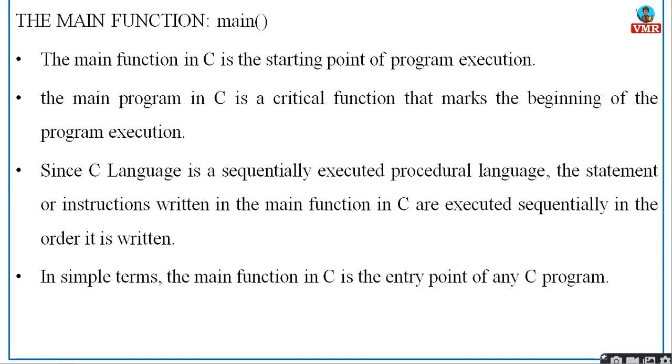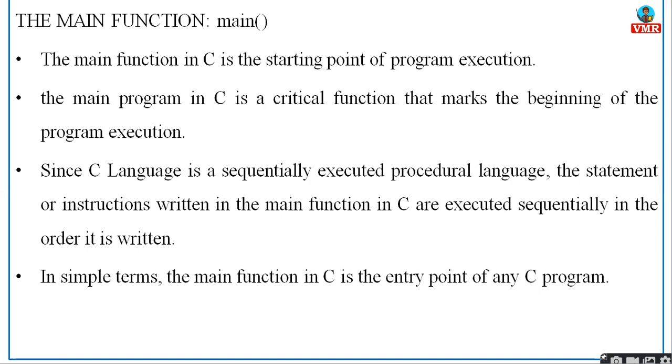Next, we will see the main function and the command line arguments: what rules have to be followed for writing the main function, and what command line arguments are. The main function is the starting point of program execution in all programming languages. The main function in C is a critical function that marks the beginning of program execution. Since C is a sequentially executed procedural language, the statements or instructions written in main are executed sequentially, in the order they are written.